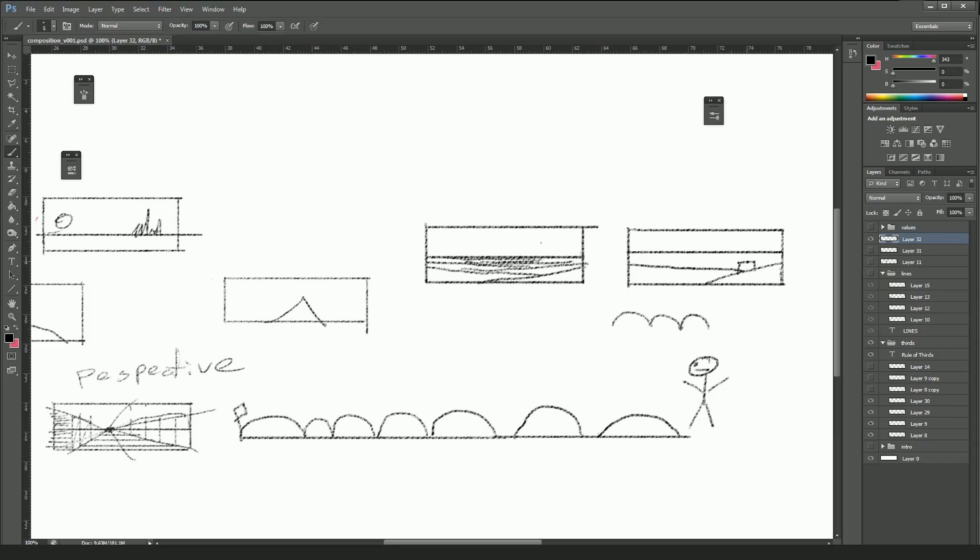So let's say I put something here, and then I put another one of that same object over here. It instantly feels like it's further away. And I can put another one. Instantly feels like it's further away. So that's another way of showing perspective and pushing the eye where you want it to go.